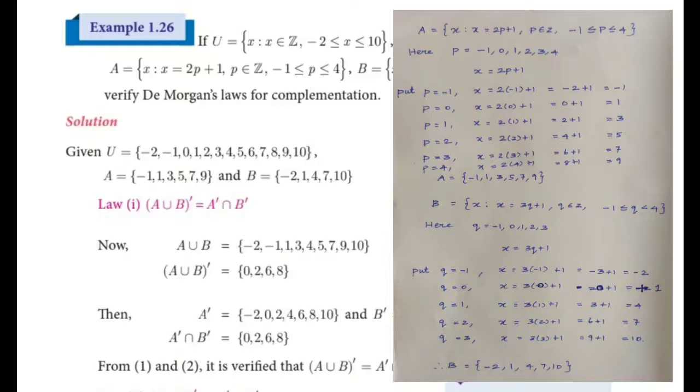And also set B = {x : x = 3q + 1, q ∈ Z, -1 ≤ q < 4}. Here q = -1, 0, 1, 2, 3. That is the given condition. Then x = 3q + 1.